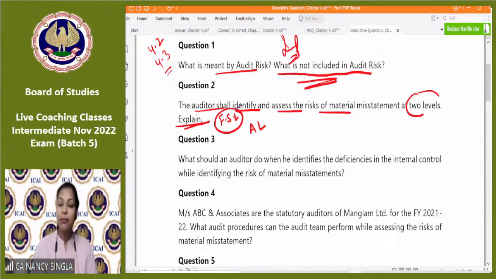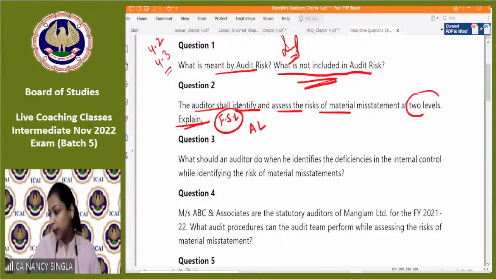And at the assertion level, what do we see? What is the impact on the assertion after considering related controls? Accordingly, the auditor will decide the nature, timing, and extent of the audit procedures to be performed with respect to each assertion level. Is it clear?